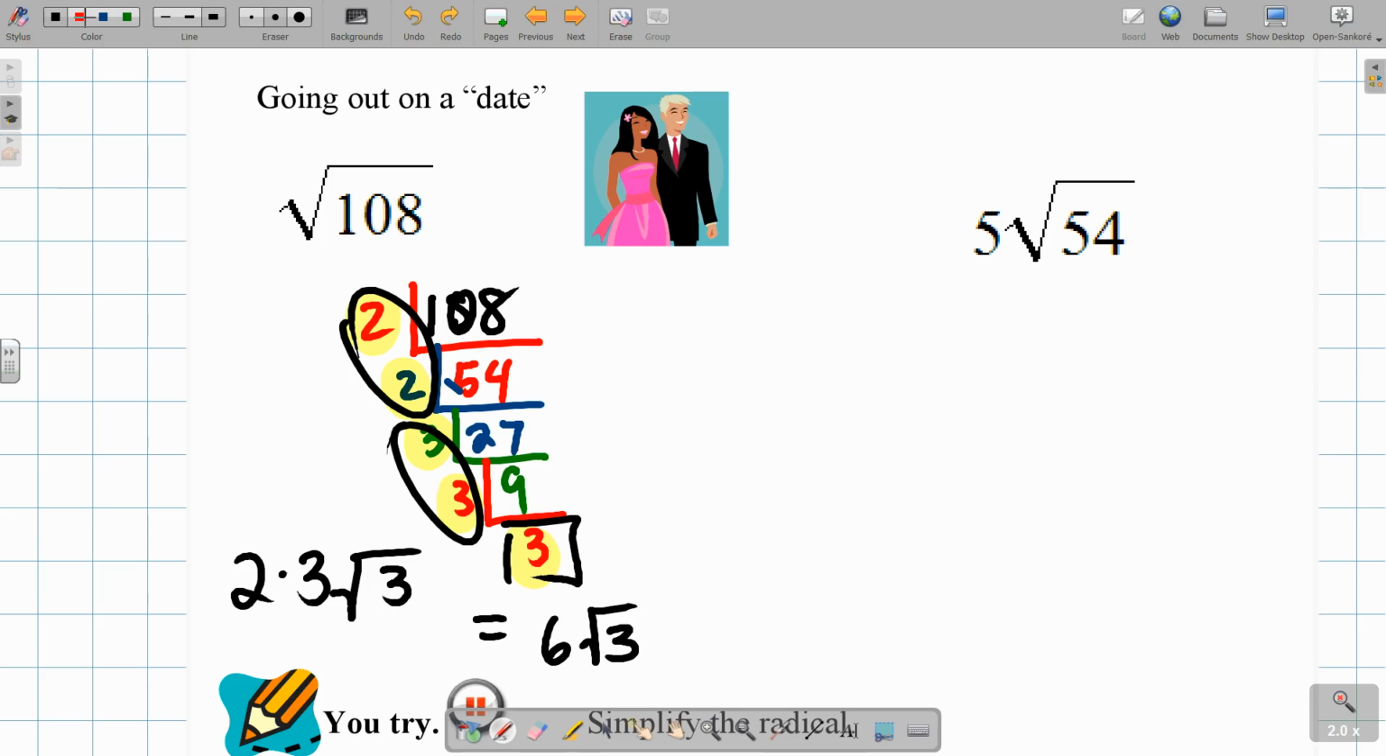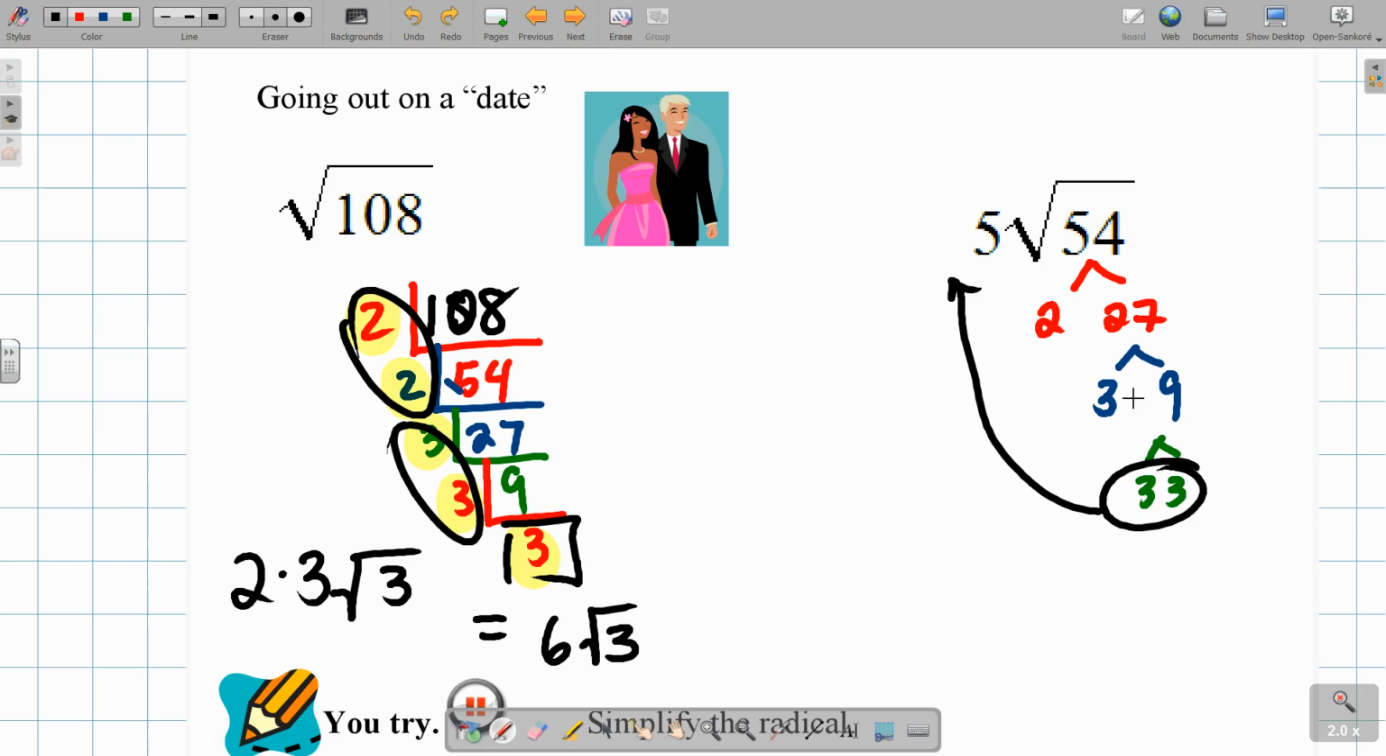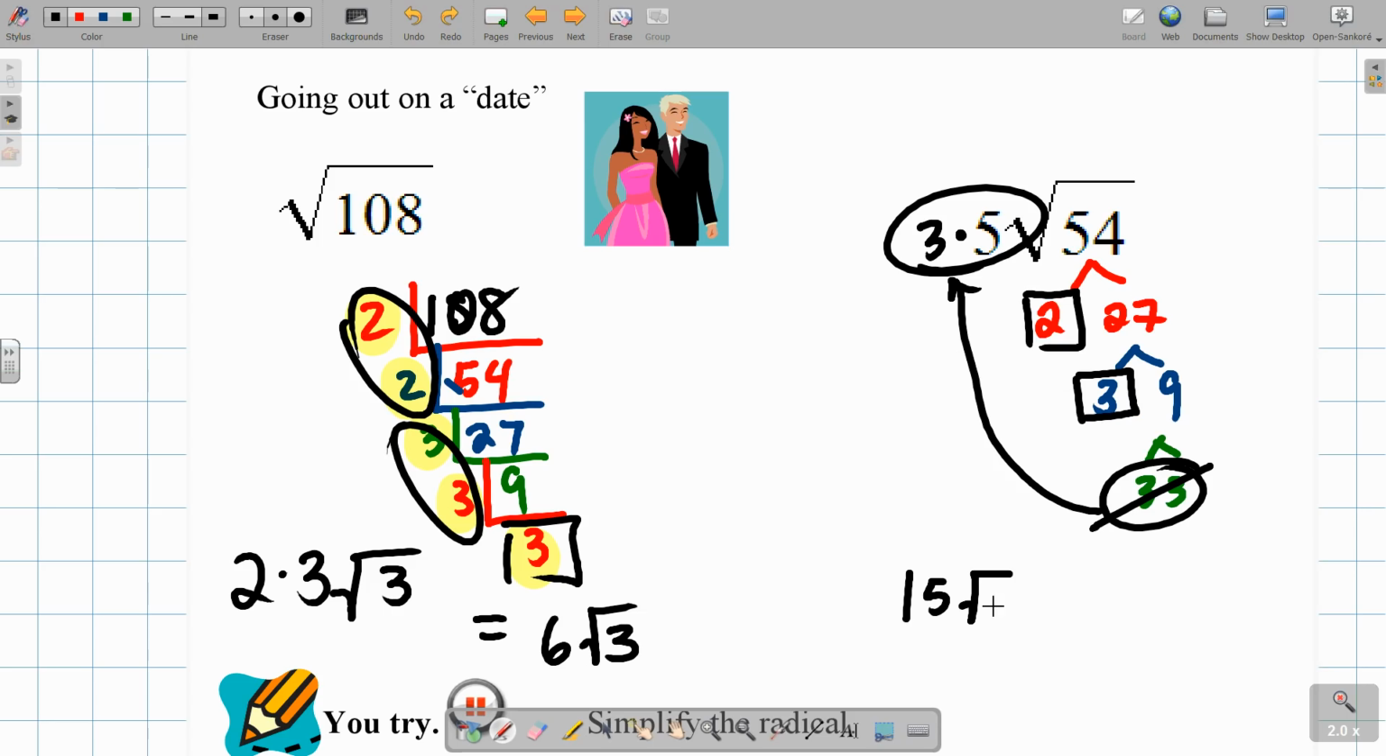Let's do another example over here. I'm going to factor 54. 2, 27. Looking for dates. I have one pair of threes. I circle it. I bring it out. They come out as a single couple. So 5 root 54, those are going to multiply, is going to be 15 root 6.